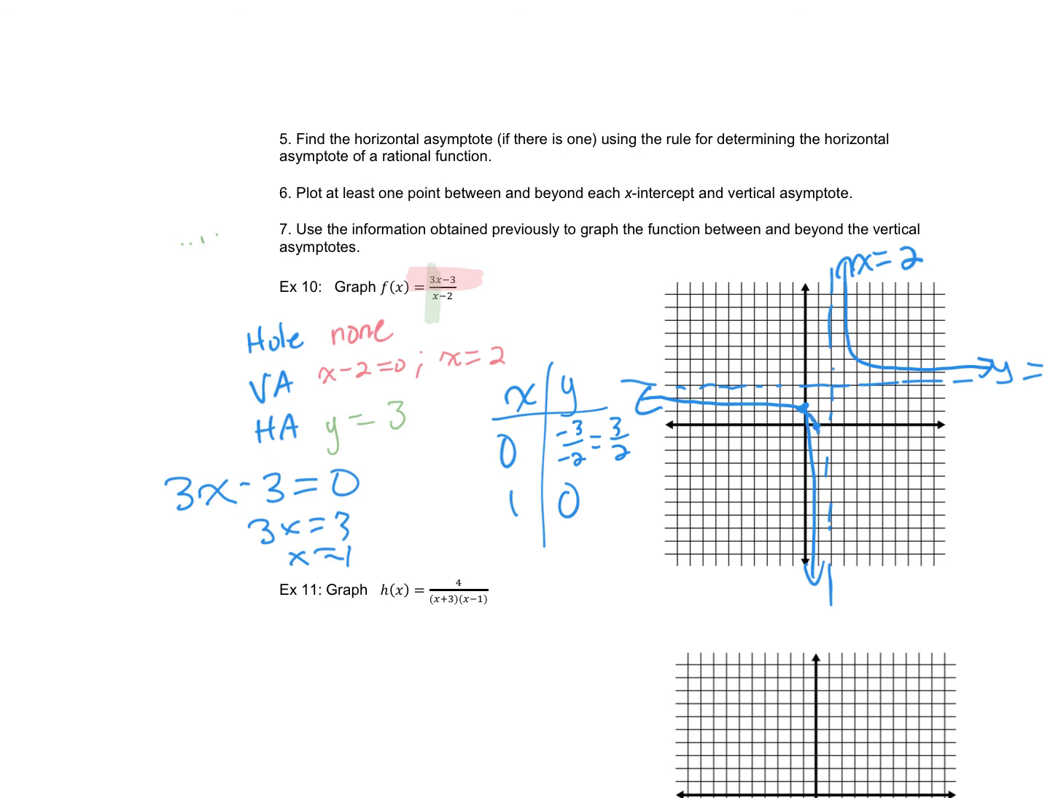So I didn't do a very good job of drawing this. I should have drawn that over a little bit farther. Let me erase and clean that up a little if I can. So that's a second point that we could put on there, this (1, 0), to help us draw in the graph. Okay?